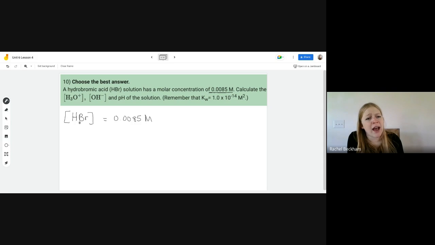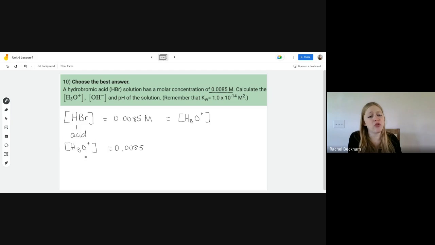Is HBr an acid or a base? Well, if it has an H in it, it's going to be an acid. And if it has OH in it, it's going to be a base. So HBr is an acid. And so this is equal to the H3O plus concentration because it's an acid. And so this is already part of our answer. The H3O plus concentration is 0.0085. It says calculate the H3O plus concentration, the OH minus concentration, and the pH. So whatever, if it's an acid, this number is the H3O plus concentration.